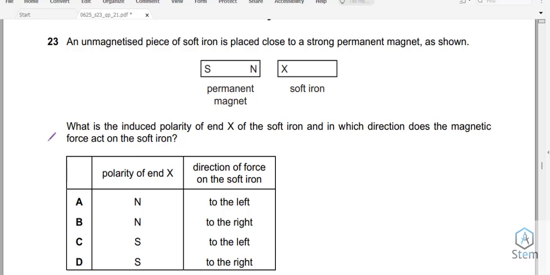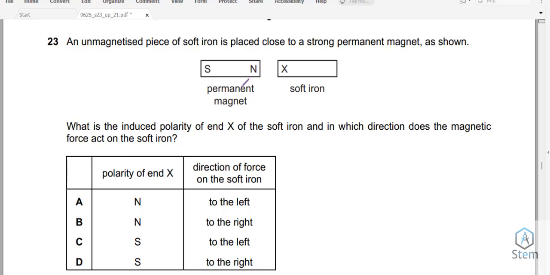Number 23. An unmagnetized piece of soft iron is placed close to a strong permanent magnet as shown. What is the induced polarity of end X of the soft iron, and in which direction does the magnetic force act on the soft iron?